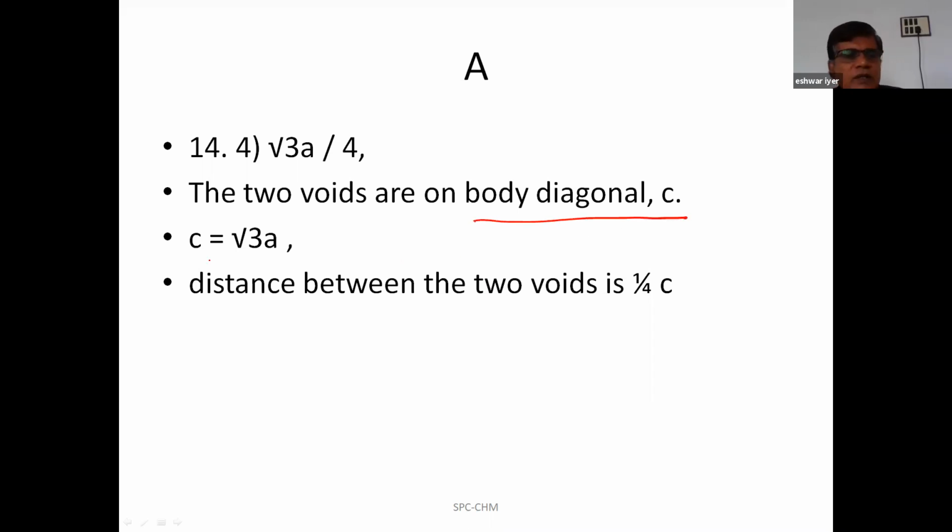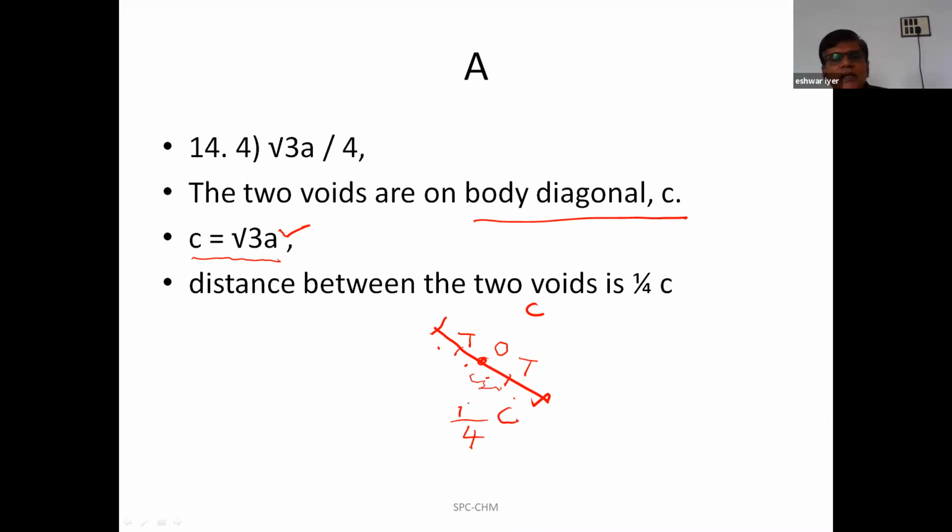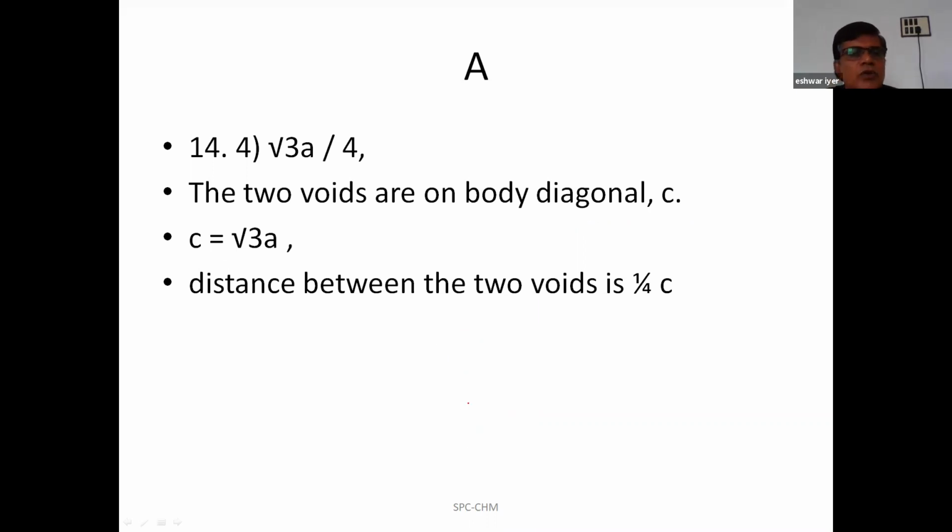The body diagonal C is related to the edge length a as √3a. The body diagonal again I am going to write here. This is C. Here there is the octahedral void. Here there is one tetrahedral void. Here there is another tetrahedral void. You can divide this into 4 parts. Then the gap between them is 1/4 of this C. That is the answer. So the answer is √3a by 4, that is 1/4 of C.